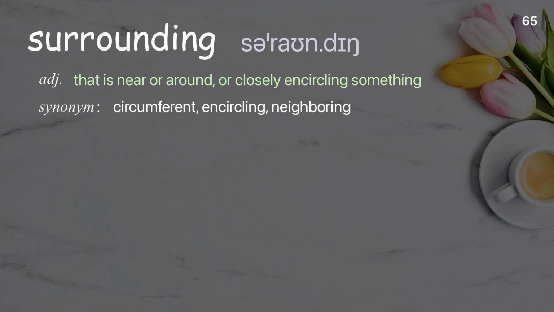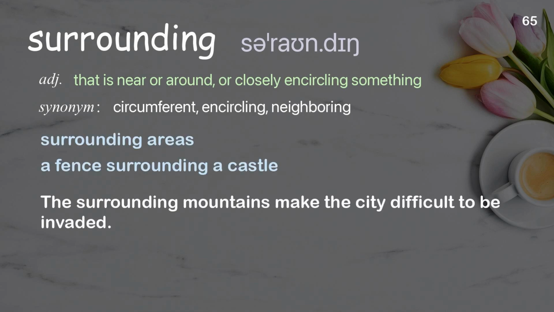Surrounding. That is near or around, or closely encircling something. Examples: surrounding areas. A fence surrounding a castle. The surrounding mountains make the city difficult to be invaded.